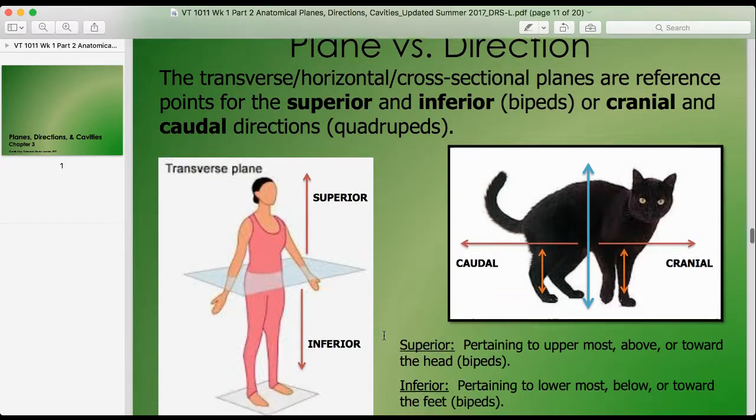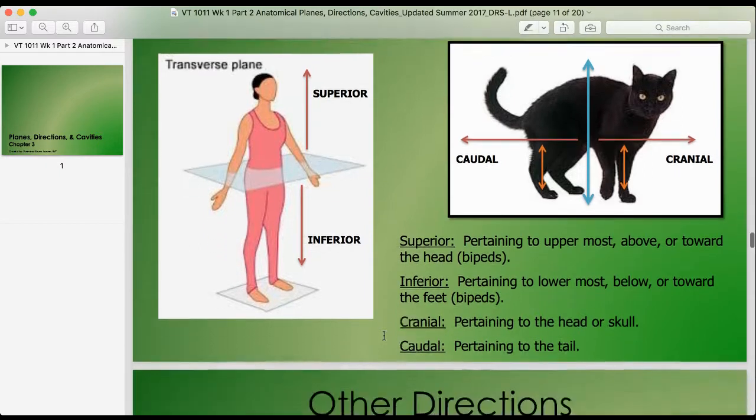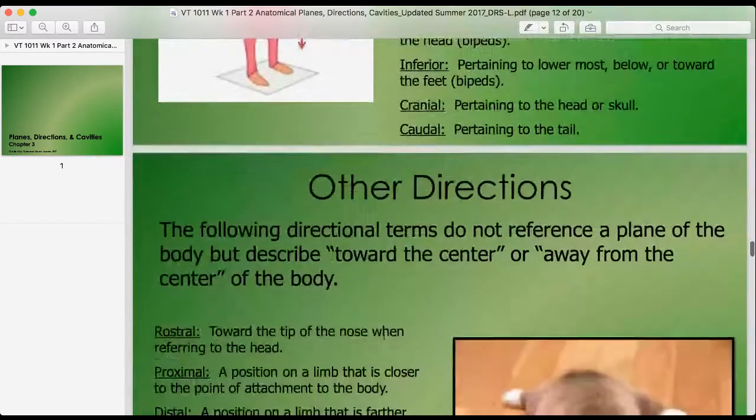So plane versus direction again. And again, the term superior pertains to the uppermost, above, or toward the head in our bipeds. Inferior pertains to the lower part in our bipeds. So if you were looking at a great ape, you might actually utilize those kinds of terminologies. And then cranial pertains to the head or the skull, that direction, and caudal pertains to the tail.